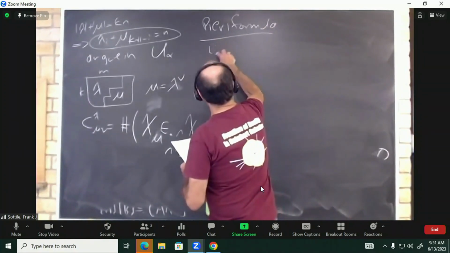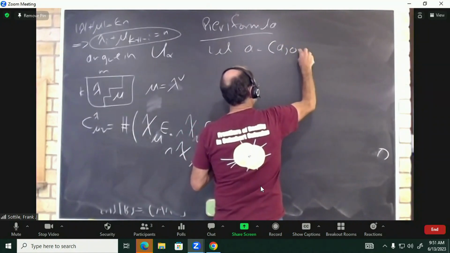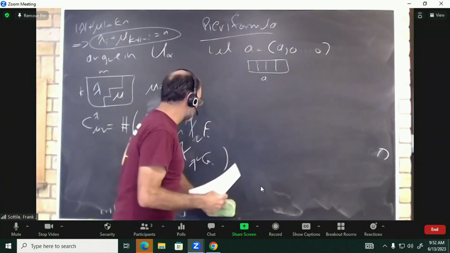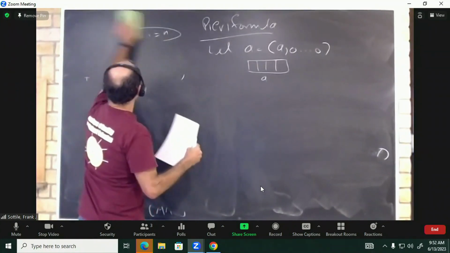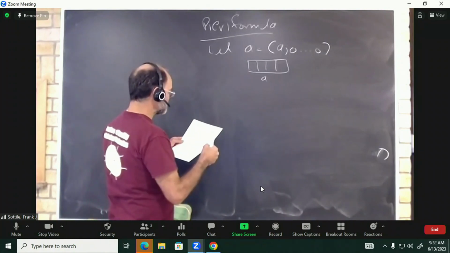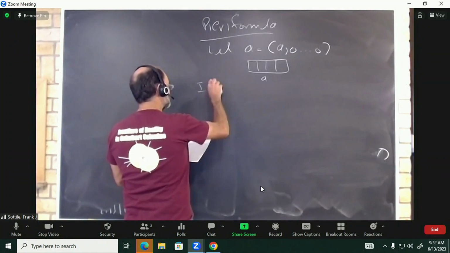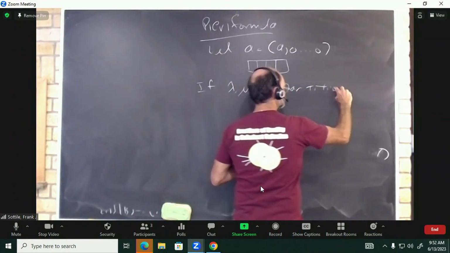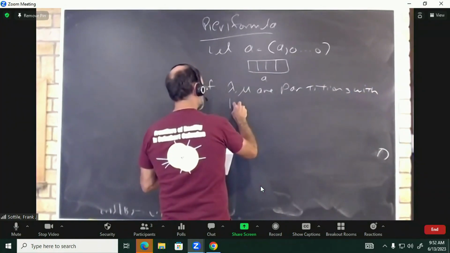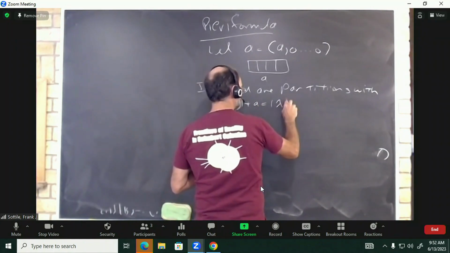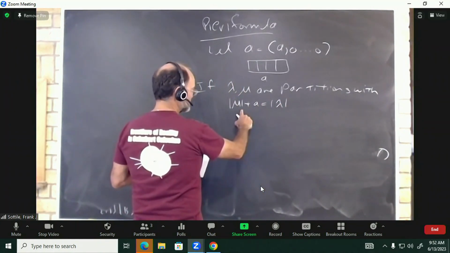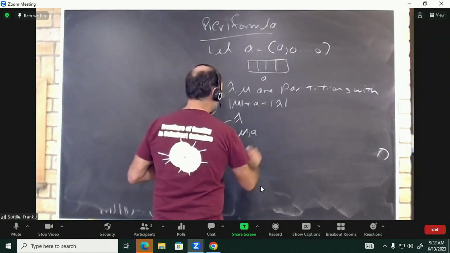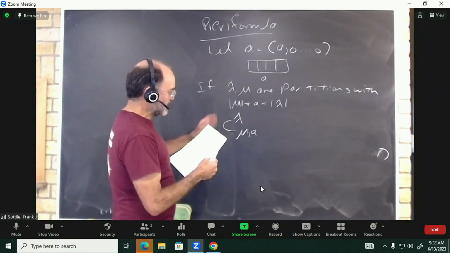So let me let A be this partition. It's a single row where there are A boxes in a single row. I'm going to start using partition notation for this. Then it says that if lambda and mu are partitions with mu plus A equaling lambda, the corresponding Littlewood-Richardson number, or I'm sorry, these structure constants are called Littlewood-Richardson numbers.